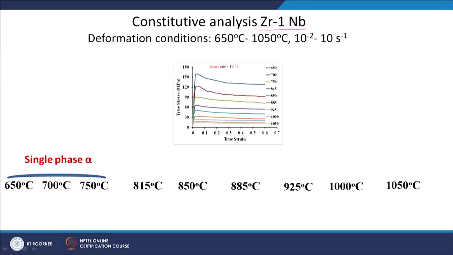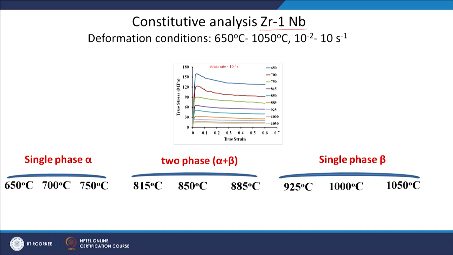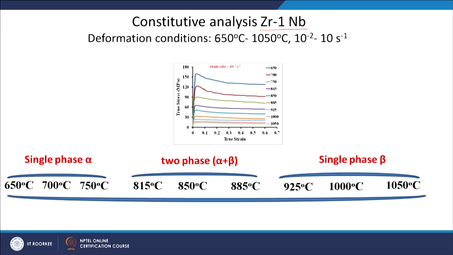Now, this is another work which we did in zirconium 1 niobium alloys. Earlier work was on zirconium 2.5 niobium and 0.5% carbon. In this case also we did the same. So, you have single phase alpha from 650 to 750, two phase region from 815 to 885, single phase beta from 925 to 1050. And one constitutive equation was developed for all the phases considered together.